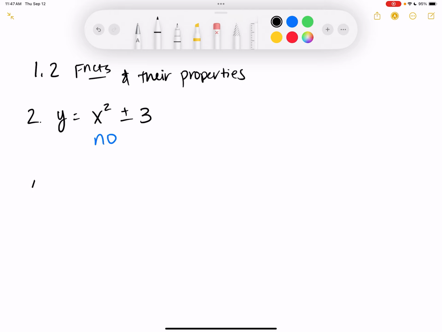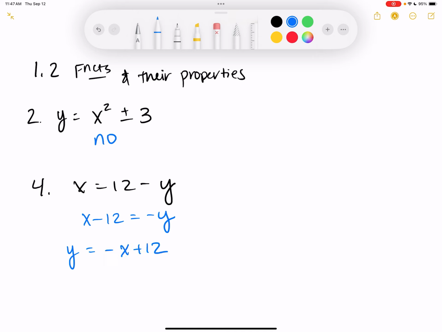For 4, x equals 12 minus y. So in order for me to even figure out if it is or not, I need to get y by itself. So I'm going to have x minus 12 equals negative y. So y equals negative x plus 12. So is y a function of x? Yes, it's a line. It would pass the vertical line test.